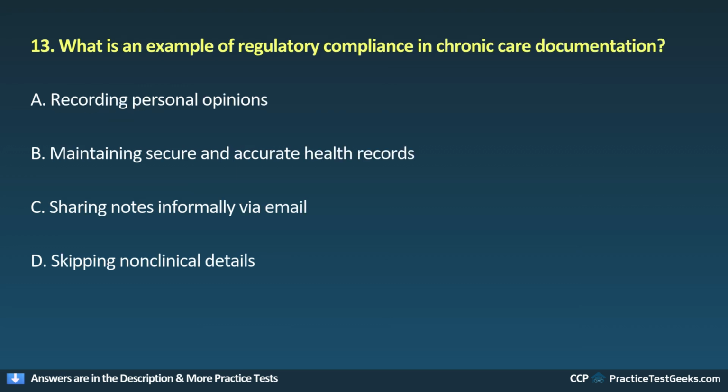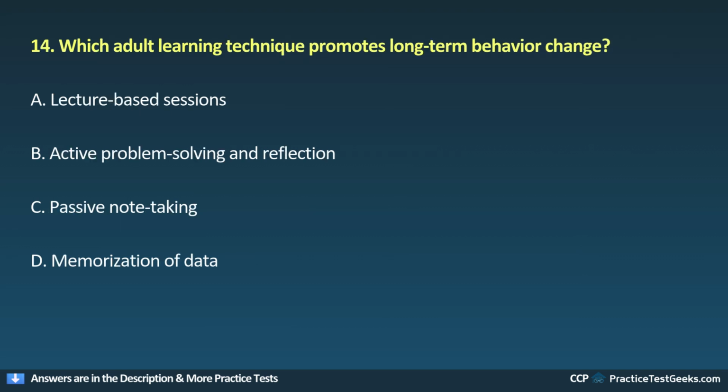13. What is an example of regulatory compliance in chronic care documentation? A. Recording personal opinions. B. Maintaining secure and accurate health records. C. Sharing notes informally via email. D. Skipping non-clinical details.